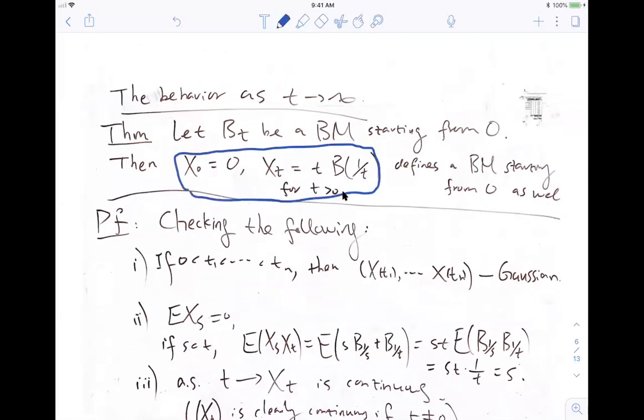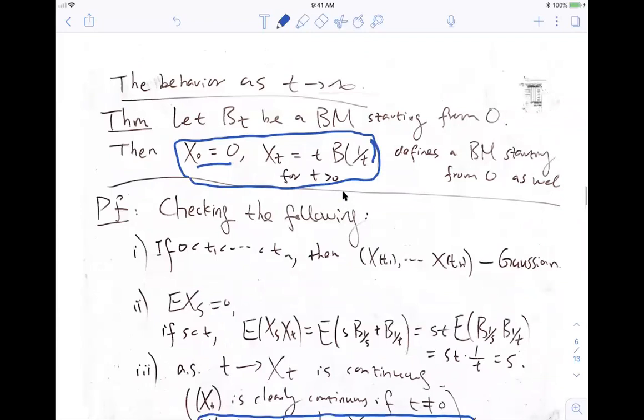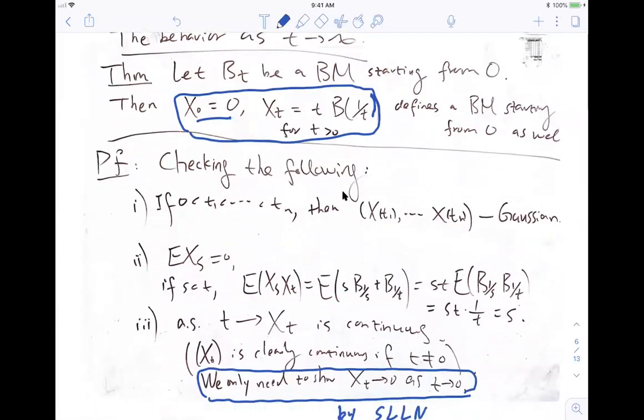If you have B_t a Brownian motion, you do the following transformation. So X_0 equals 0, and otherwise we define X_t equals t times B_{1/t}. Then this actually also defines a Brownian motion from 0. It's very easy to check. But actually the most difficult part is to show X_t really goes to 0 as t goes to 0. But this can be shown by the strong law of large numbers.